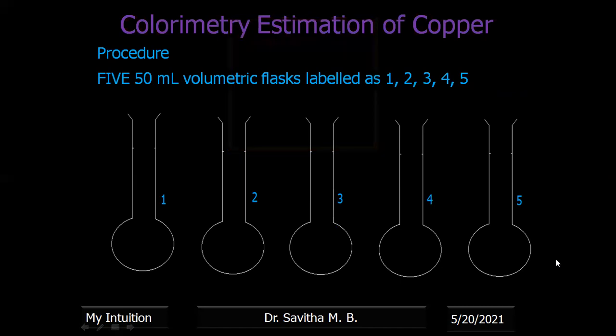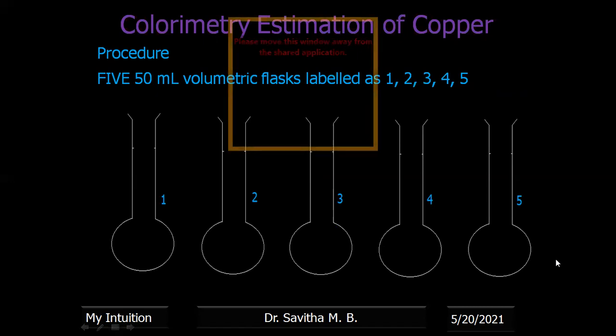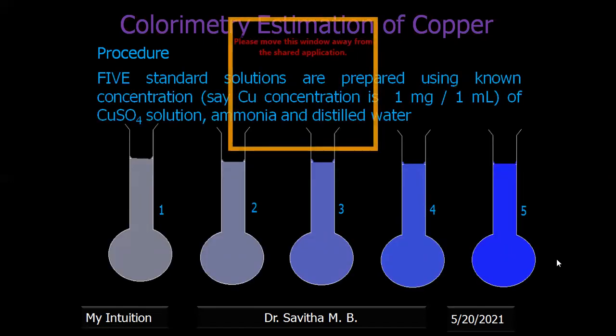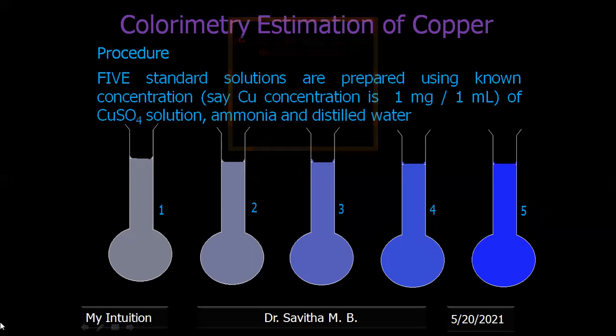standard flasks of 50 ml capacity, and you have to name them 1, 2, 3, 4, 5. Then you are preparing 5 solutions of known concentration. Known concentration means there is a progressive increase in the volume of the sample taken. See, 1, 2, 3, 4, 5. The color also increases, which means the volume is also increasing.